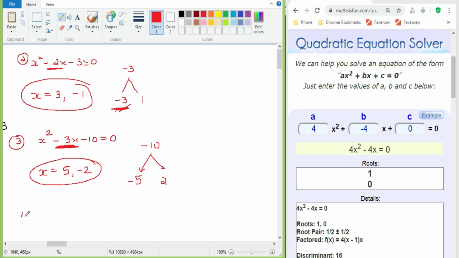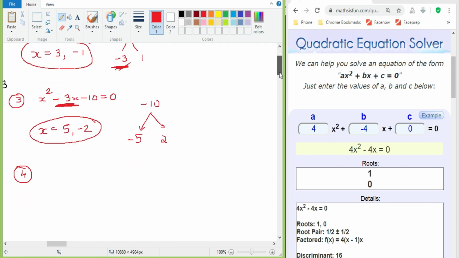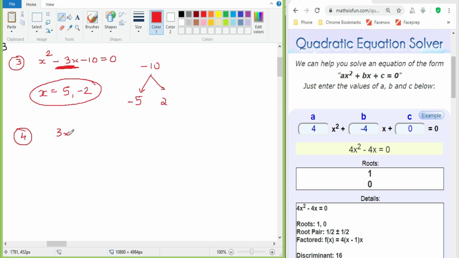Now I'll go with one more example here. 3x square plus 11x minus 4 is equal to 0. Now here you need to understand, guys, when the coefficient of x square is not equal to 1, that is what I have told, right? When the coefficient of x square is equal to 1, no problem, we'll just take out the tree values and we'll take the negation of the tree values. That will be the answer.